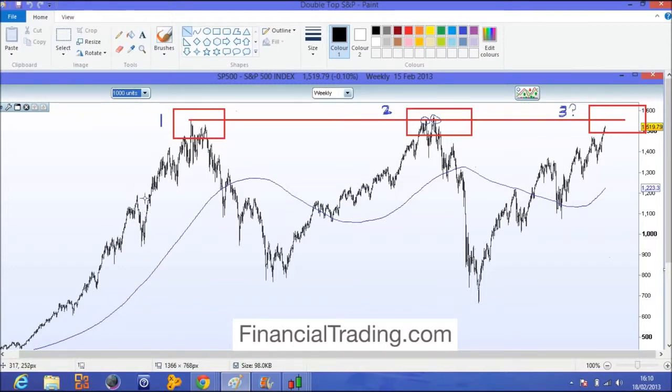I'm just pointing out here, there was a potential double top, and you could have traded it as a double top at the time, but it made a higher high, and that is the key. We want to sell a resistance point where it does not get above.